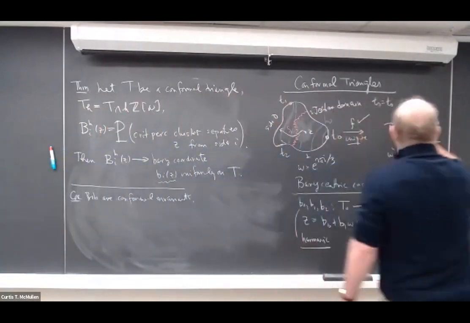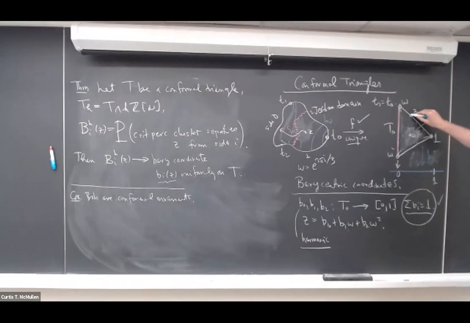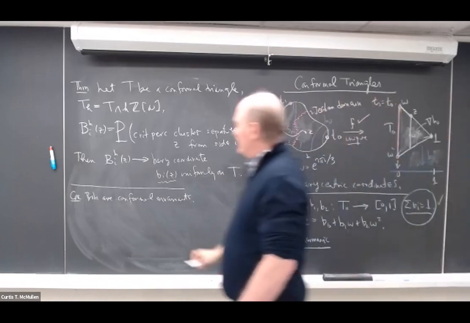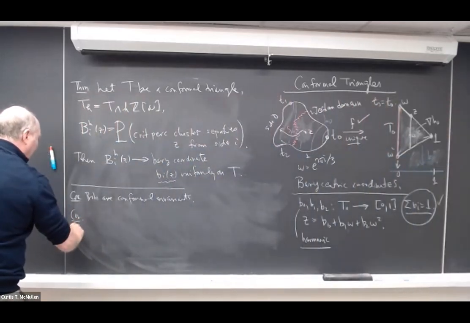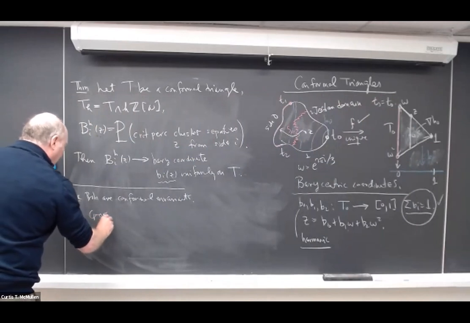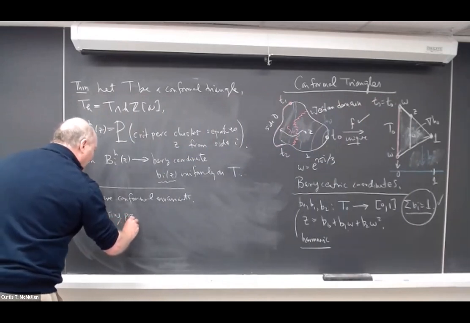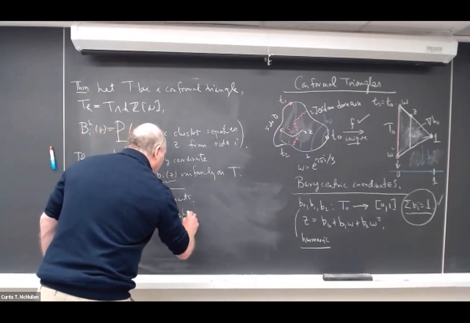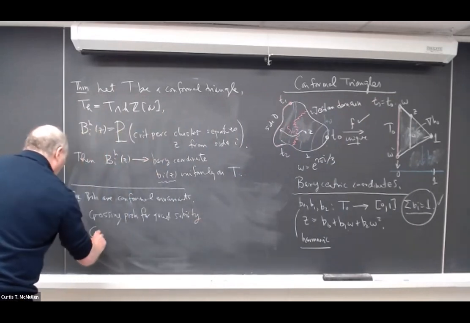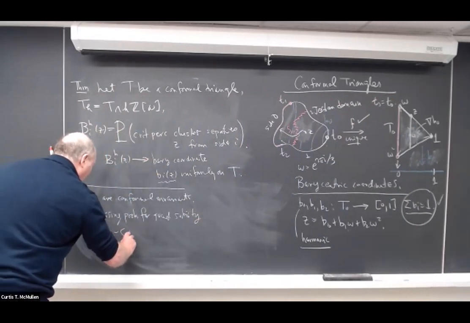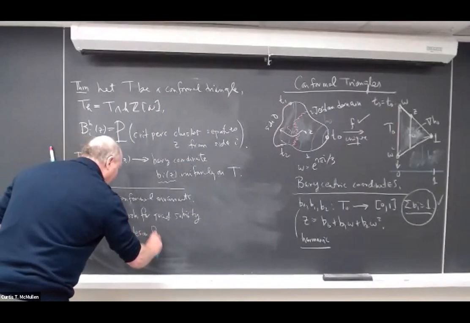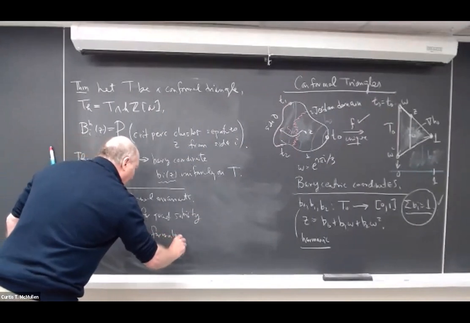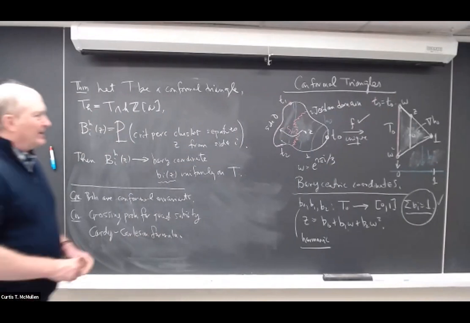And then in the equilateral triangle, the value of B_i of Z is just the ratio of the length of this edge to this edge. And so we also have that the crossing probabilities for quadrilaterals satisfy Cardy's formula, or the Carleson formula, the one that becomes very simple when we consider percolation in a triangle.